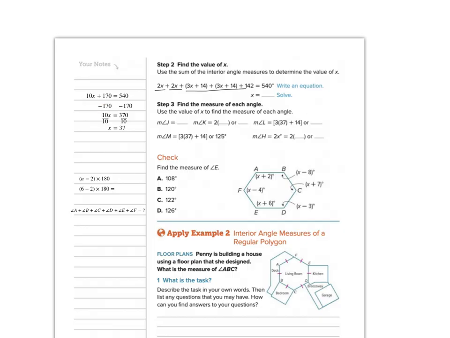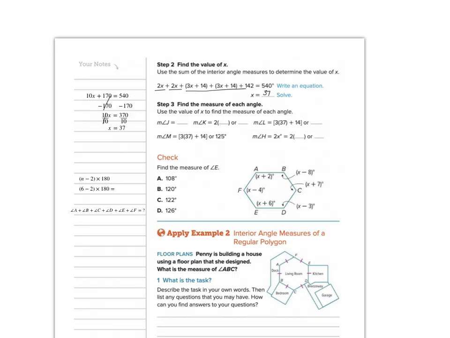Then we subtracted 170 from both sides. This became 0. 10x equals 370. Divide both sides by 10, and now x is going to be equal to 37. So we found out that x is actually equal to 37.